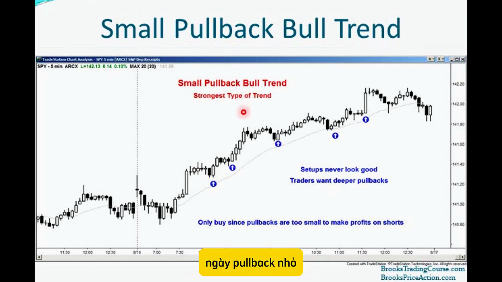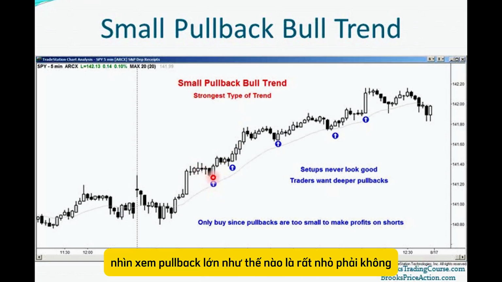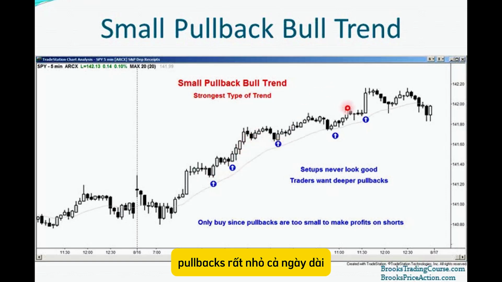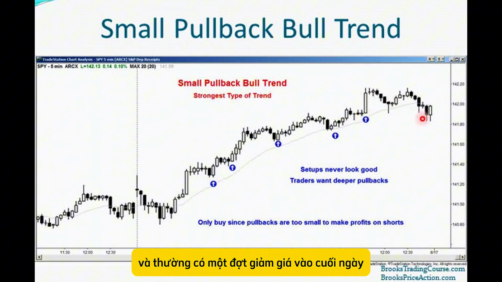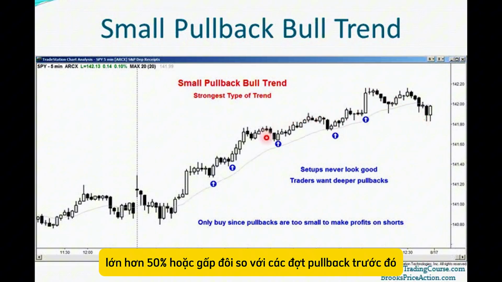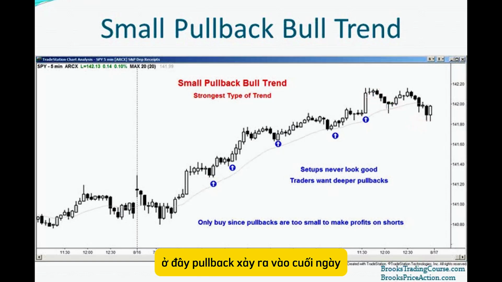Strongest type of trend day, small pullback day. Look how big the pullback is. Very, very tiny. Very small pullbacks all day long, and usually there is a pullback later in the day that's 50% or twice as big as the prior pullbacks. Here, that pullback occurred at the very end of the day, so there was no time left to buy it.